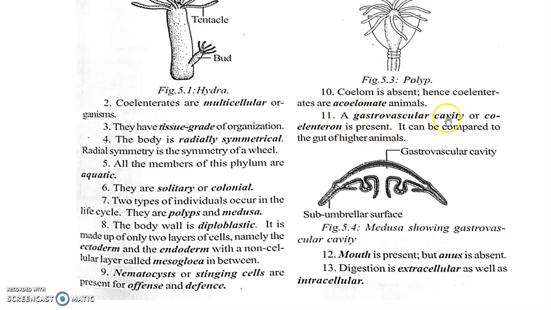Next, then gastrovascular cavity. This is a cavity, gastrovascular cavity, or coelenteron is present. It is also a peculiar character. It can be compared to the gut of higher animals.